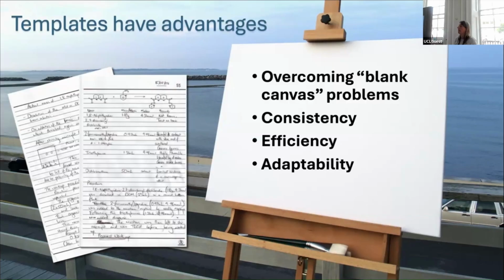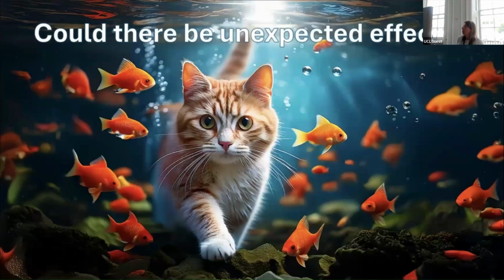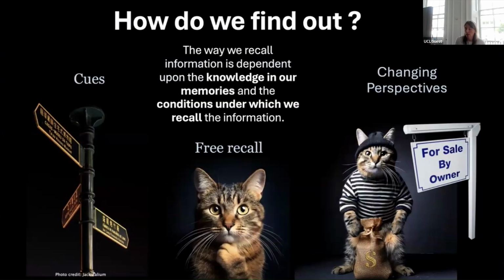And they're also adaptable. They can be configured. You can choose a template that matches your kind of science or your particular kind of experiment. So these are the good things. But could there be unexpected effects? How might templates, how might digital affect what people are recording? How do we go about finding that out?